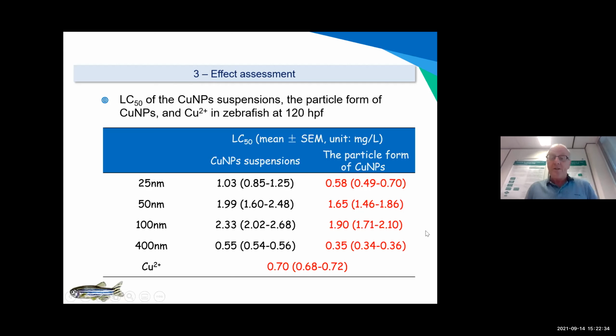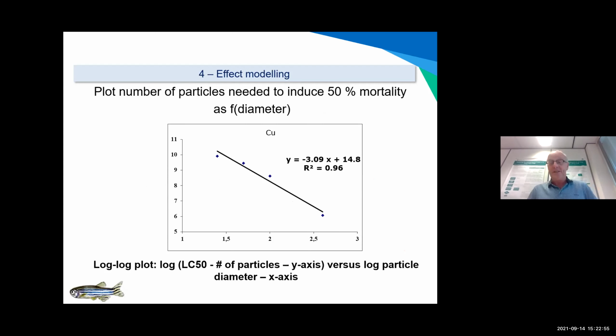What is also interesting to note is that the copper ion is relatively toxic. It's in between the toxicity of the 25 nanometer particle and the 50 nanometer particle. And this is the value that has been used for the correction of the LC50 values generated for the copper nanoparticles. Now, the fourth step is to derive a model.